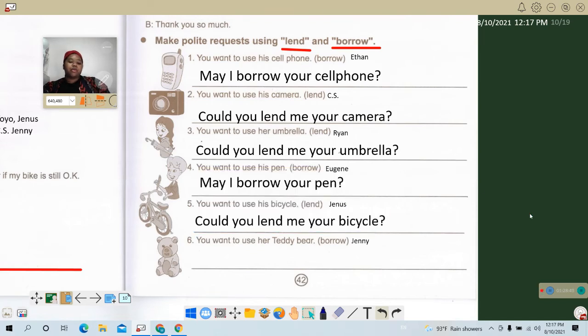Okay, thank you. Last one, Jenny, you want to use her teddy bear. We don't know who she is, but you want to use the girl's teddy bear. How do you ask her that you want to borrow it? May I borrow your teddy bear? Great job.